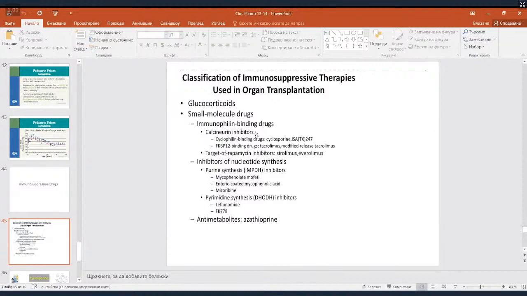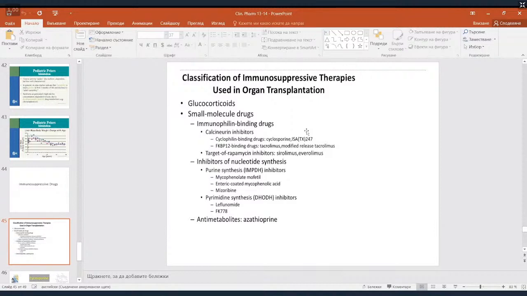The calcineurin inhibitors, which are the cyclophilin binding drugs like cyclosporin and the FKBP12 binding drugs like tacrolimus, they are really, really important. But we also have target of rapamycin inhibitors or mTOR inhibitors like sirolimus and everolimus, which, by the way, are also drugs that prevent neoproliferation and restenosis in patients who get stented, especially intracoronary stents.